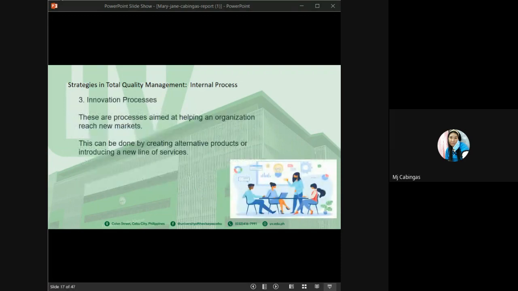So number 3 is the innovation processes. These are processes aimed at helping an organization reach new markets. This can be done by creating alternative products or introducing a new line of services. Ang akong nakita ani nga example is sa among hospital katong sa COVID gani nga nag-open sila og kanang drive-thru nga kanang unsa ni RT-PCR ana easy nga mga services nga ma-access sa kanang tawo.